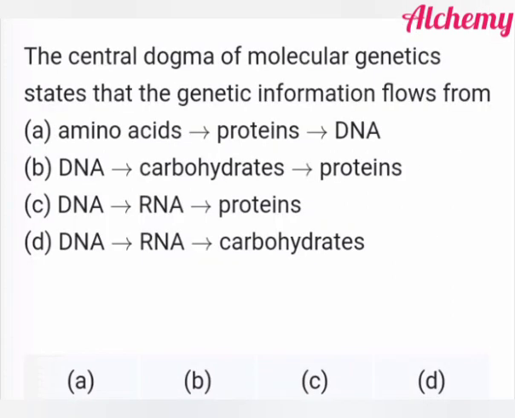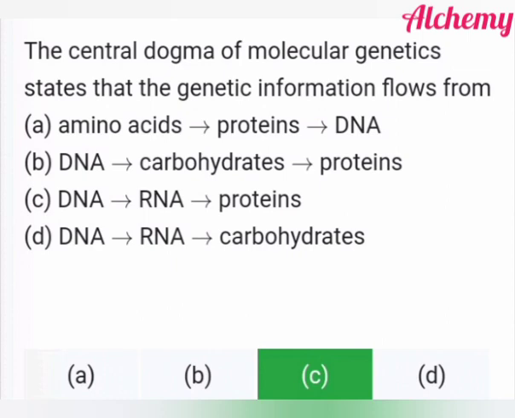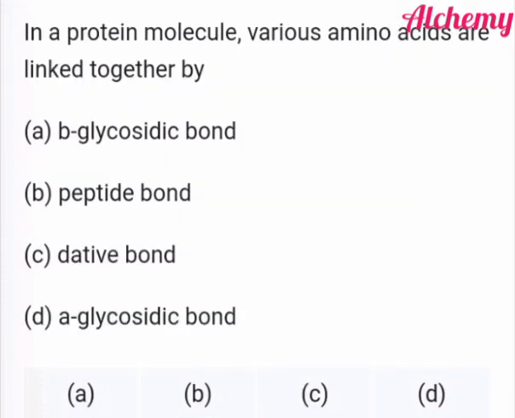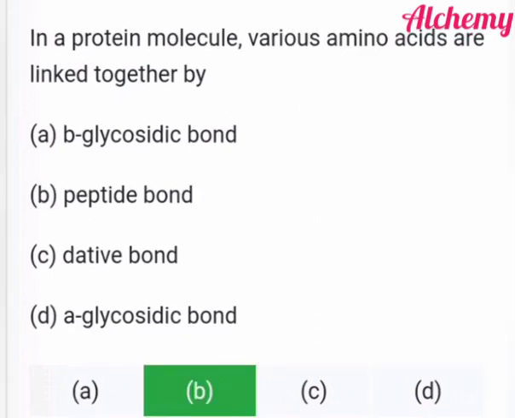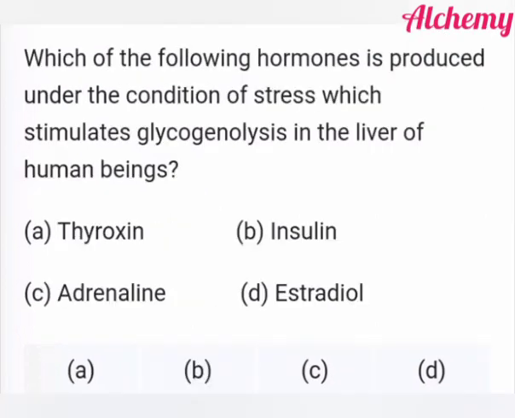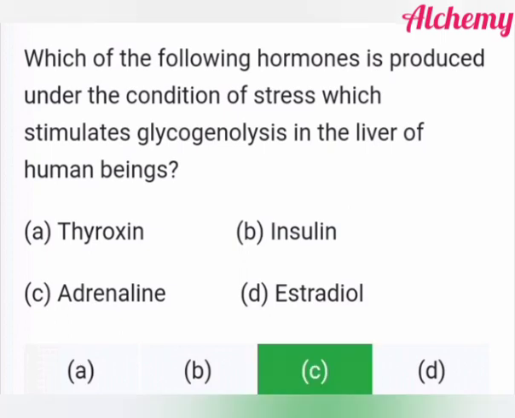Next question. The central dogma of molecular genetics states that genetic information flows from. The correct answer is option C, DNA to RNA and then to proteins. Next question. In a protein molecule, various amino acids are linked together by. The correct answer is option B, peptide bond. Next question. Which of the following hormones is produced under the conditions of stress which stimulates glycogenolysis in the liver of human beings? The correct answer is option C, adrenaline.